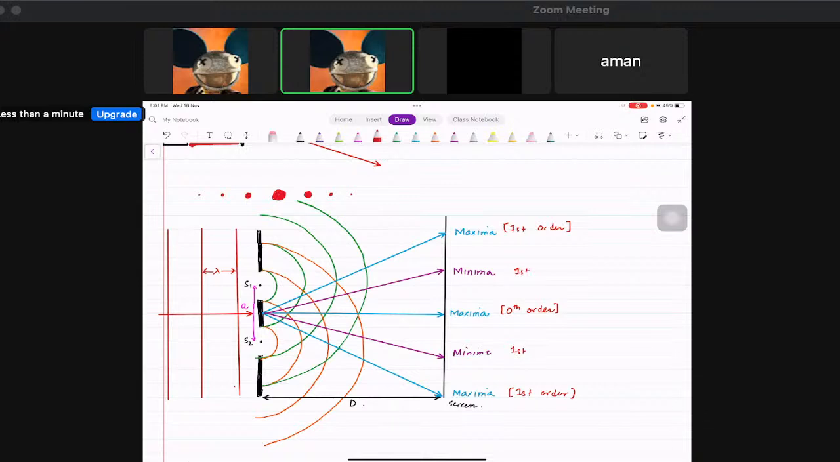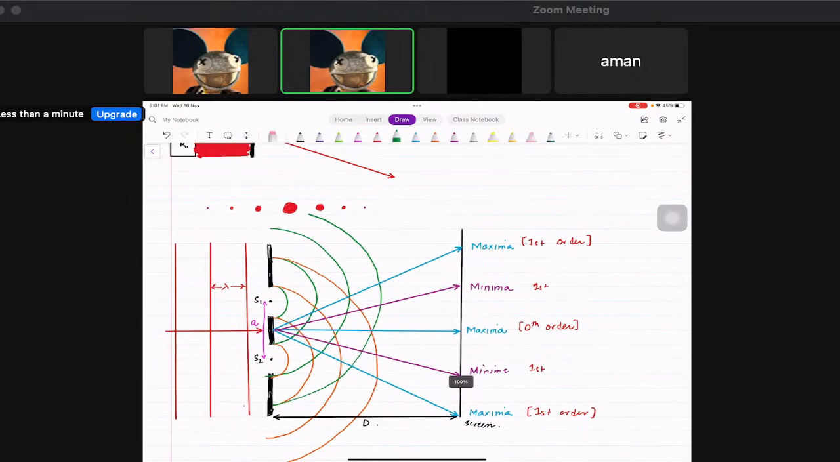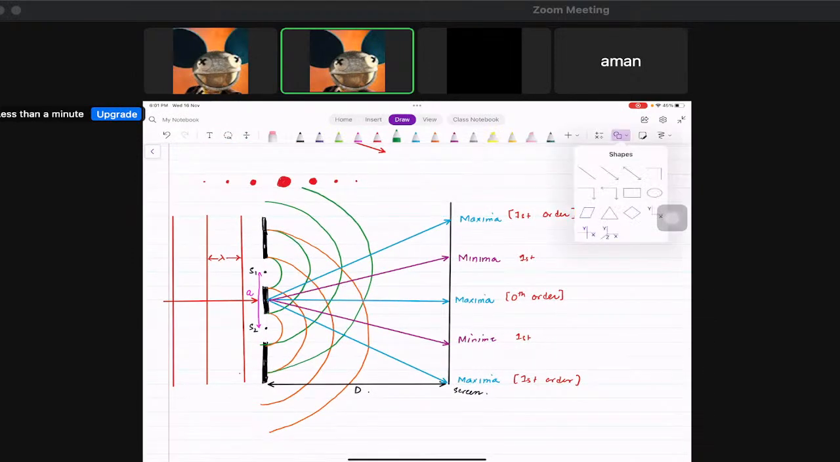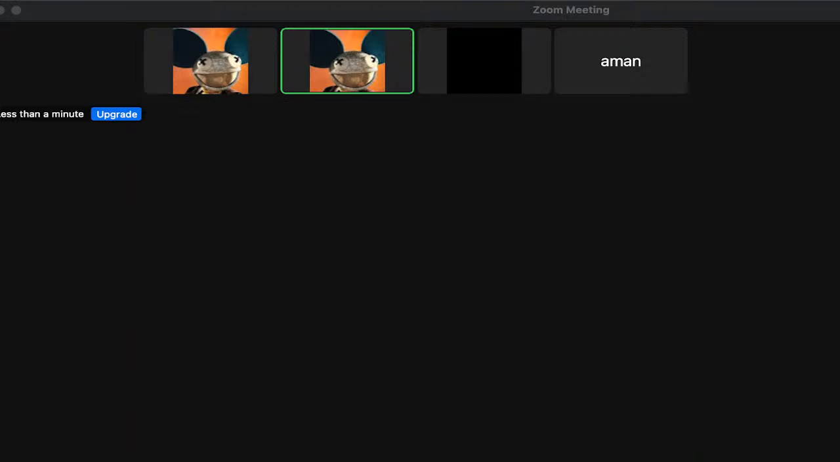Now, from a minima to another minima, you can find x. And from either maxima to maxima, or minima to minima, you can also call this x. That's the same thing. Minima just means that there's not going to be any wave there.